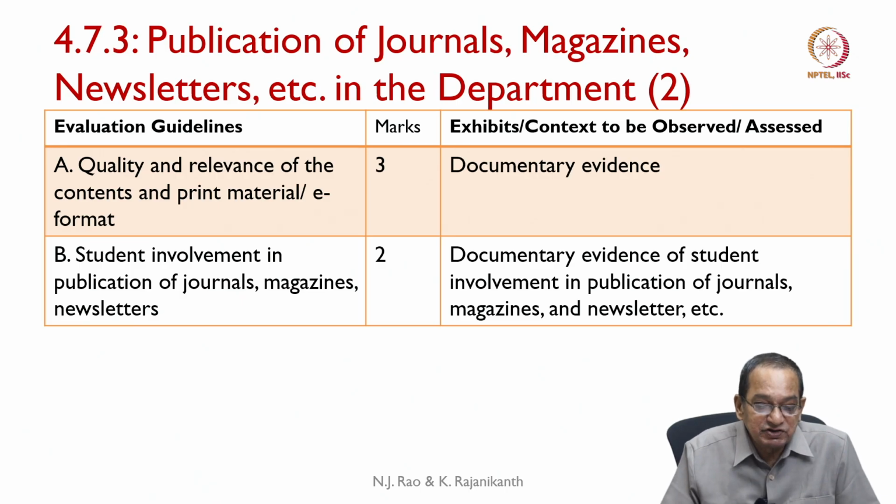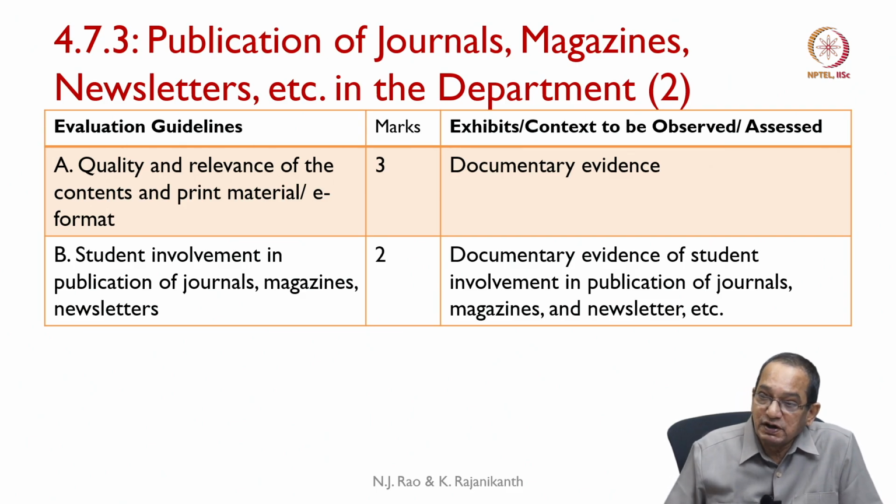So the evaluation guidelines are quality first, then student involvement second. As I mentioned, ideally it is an entire initiative of the students, with help and mentorship from the faculty. So quality and relevance of the content and print material or e-format is 3 marks. Then student involvement in the journals, magazines or newsletter is 2 marks. For both, documentary evidence must be there. For the second one, documentary evidence of student involvement must be available.